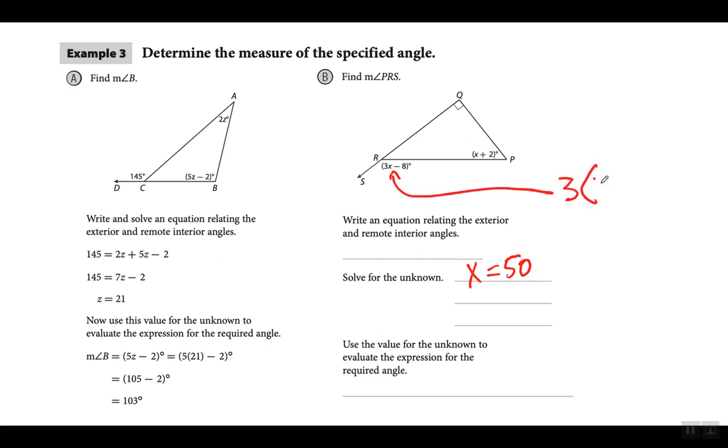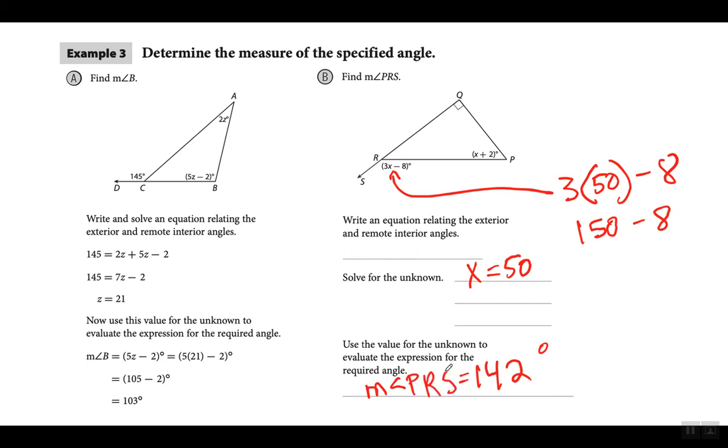So you got to do 3 times 50 minus 8. Substitute. Tenemos que substituir. So 150 minus 8, which is going to give you 142 degrees. So the measure of angle PRS is 142 degrees.